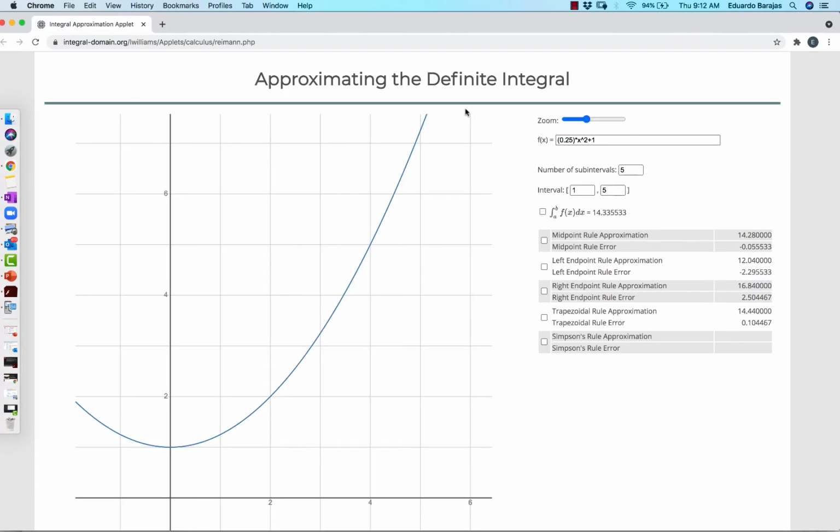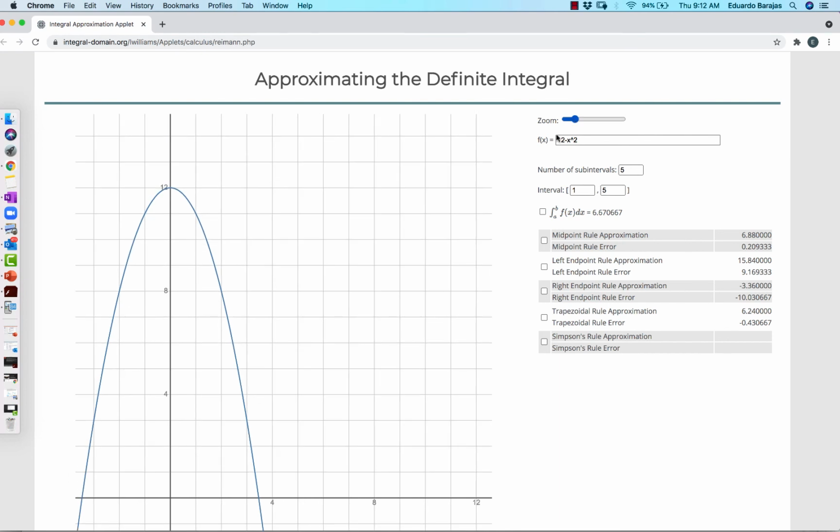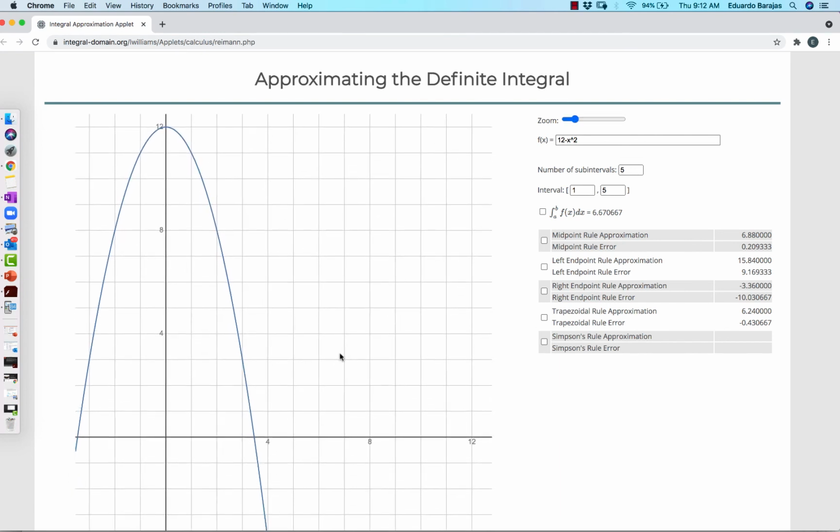So we can achieve the same thing using this online graphing applet found here at this address. Now let's type in the equation. It was 12 minus x to the power of 2. So let's zoom out. There it is. So there's the graph 12 minus x squared. It's a parabola upside down and then raised up to 12.